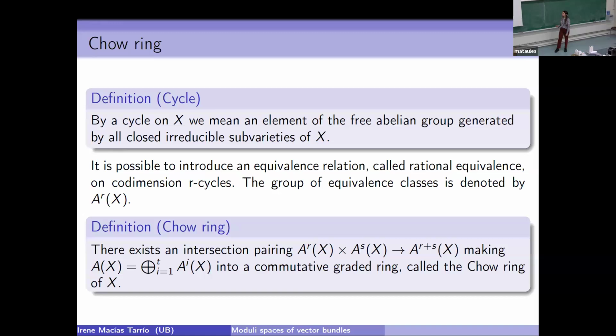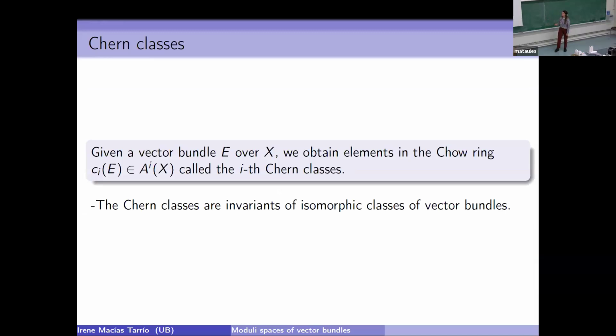So we will have cycles with the same codimension, and we define this equivalence relation. We get these classes that we denote in this way. Between these classes, we can define a kind of product, and then we form a graded ring. This ring is what we call the Chow ring. So this ring is where we take elements from vector bundles. As I said, a vector bundle gives us an element here, and these are invariants of the isomorphism class of the vector bundle.